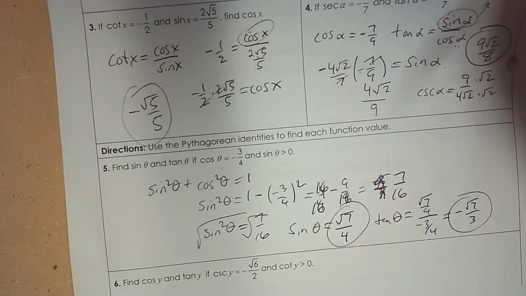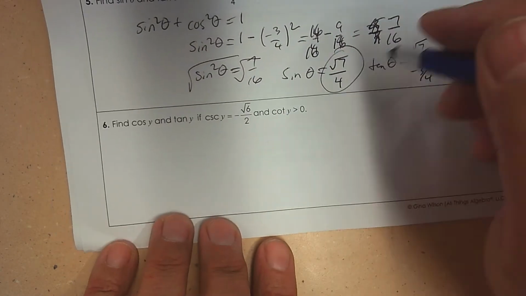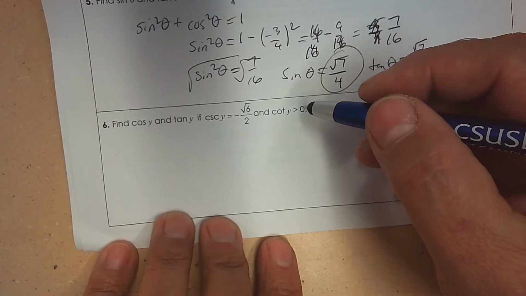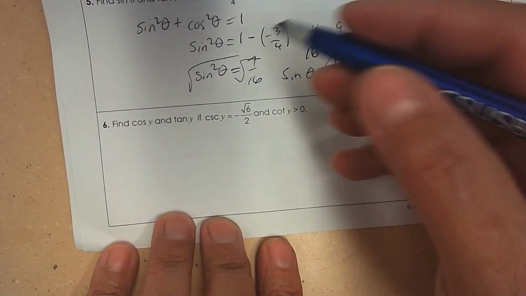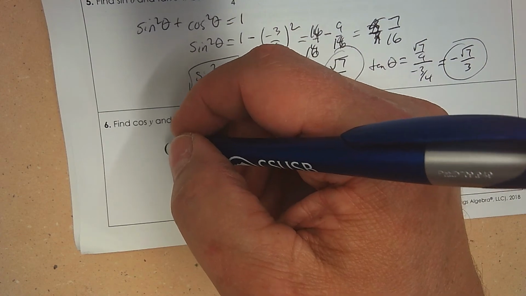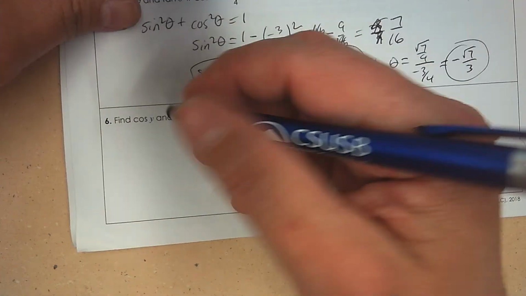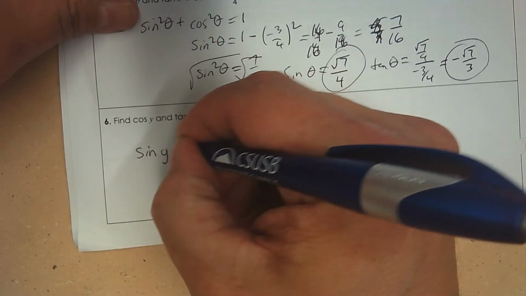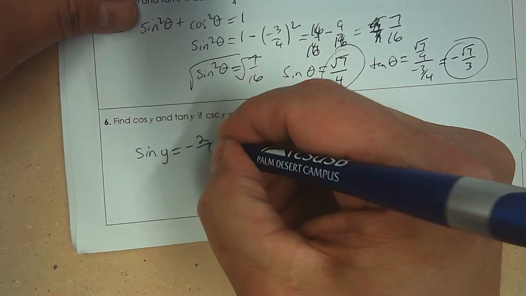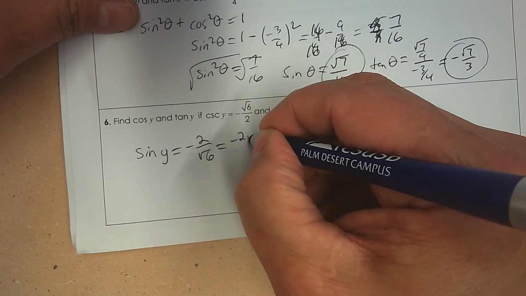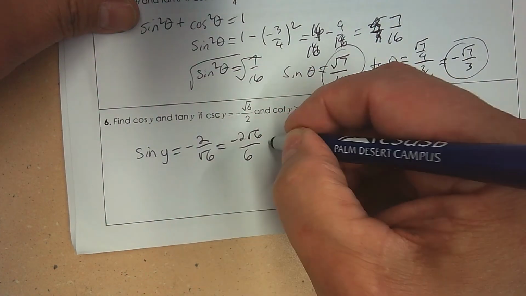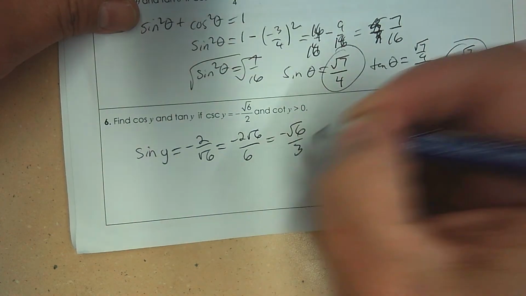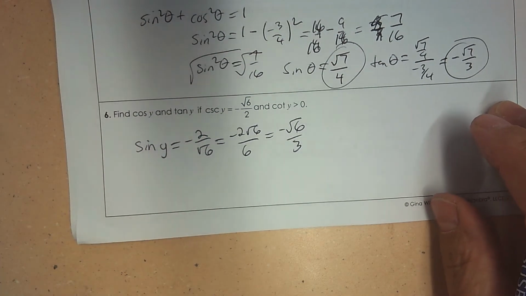All right, number 6, cosine and tangent. And you're given cosecant. So first of all, I think right away that if you're given cosecant, then the reciprocal might be more helpful. That's negative 2 over root 6. And then multiplied by root 6 top and bottom and reduce it down, you get negative root 6 over 3.